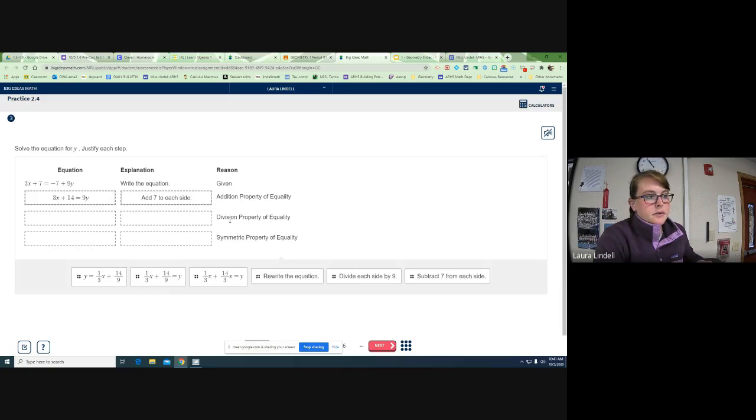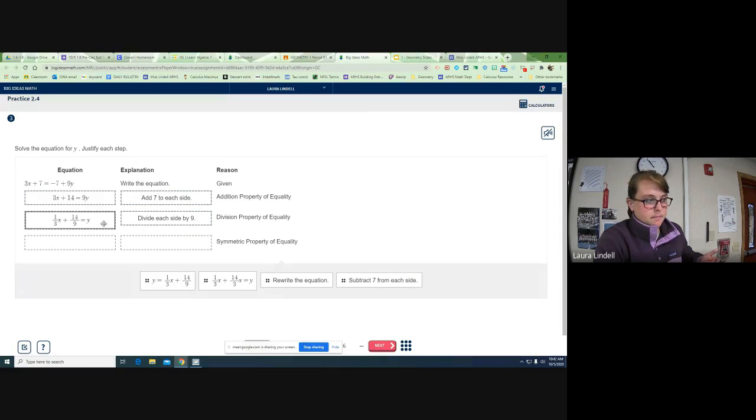So here we're supposed to use the division property next. Is there anything down here that talks about dividing? It says divide each side by 9. So that'll be my explanation. And then in my problem here, I would divide by 9 on both sides. Well, 3x divided by 9 would be 1/3 x. 14 divided by 9 would be 14 over 9. So that would be that step.